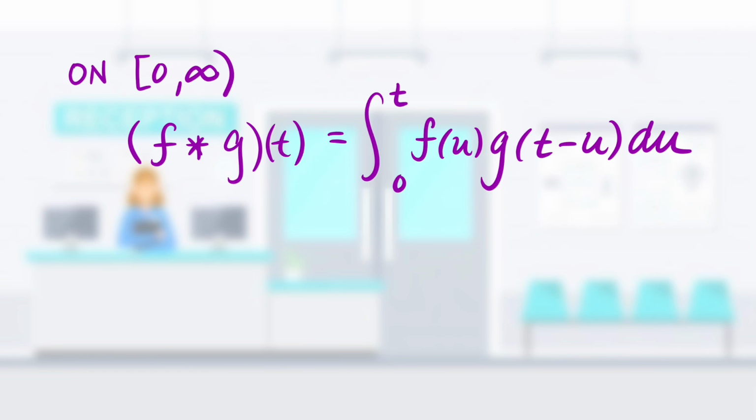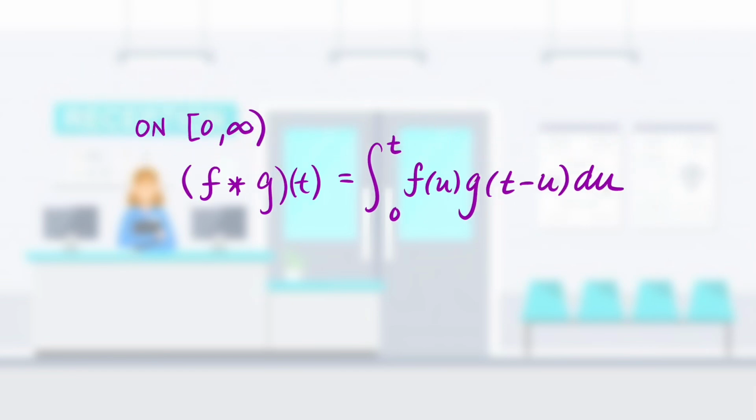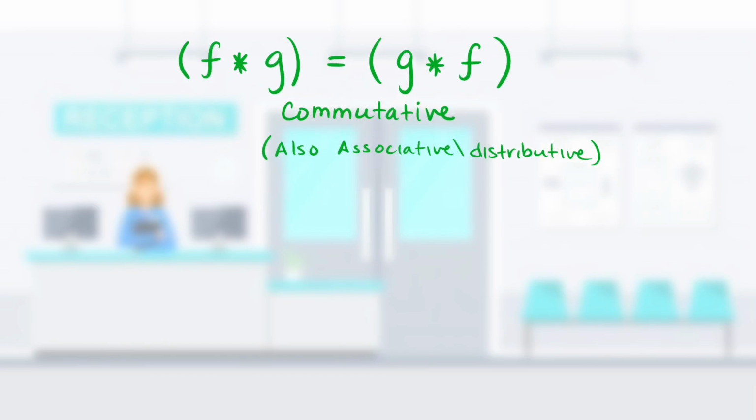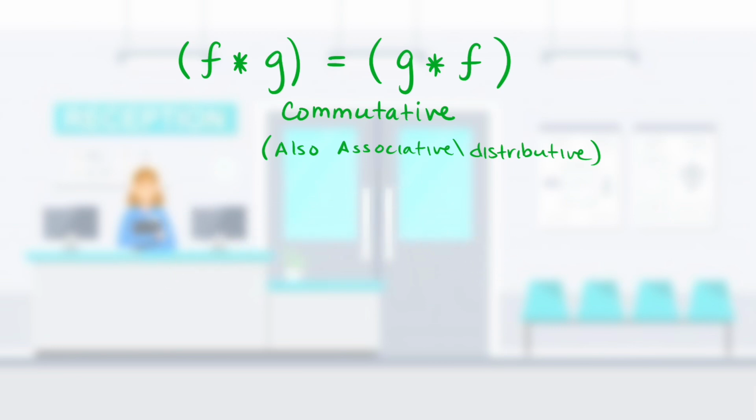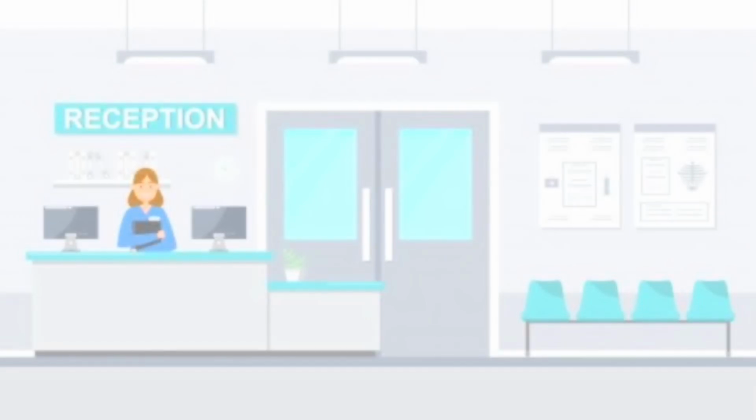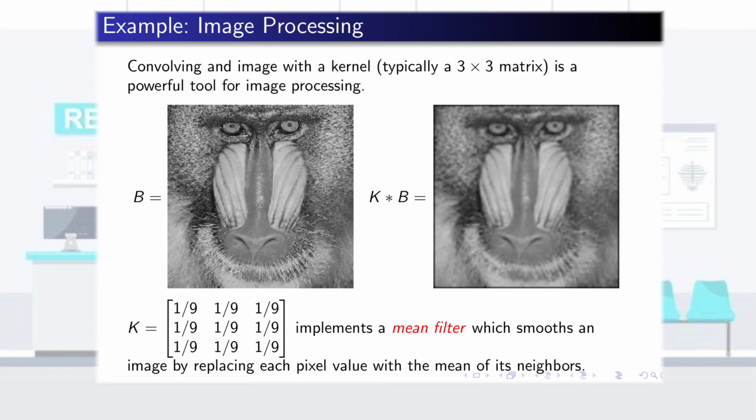So now that we have an idea of what this integral is defined to be, we're going to look at some of the properties that come along with it. Namely, one of them is that convolutions are commutative, and they have this property here that the integral of the convolution of f with g is equal to the product of the separate integrals. Let's do an example to really drive home this idea of what a convolution does.